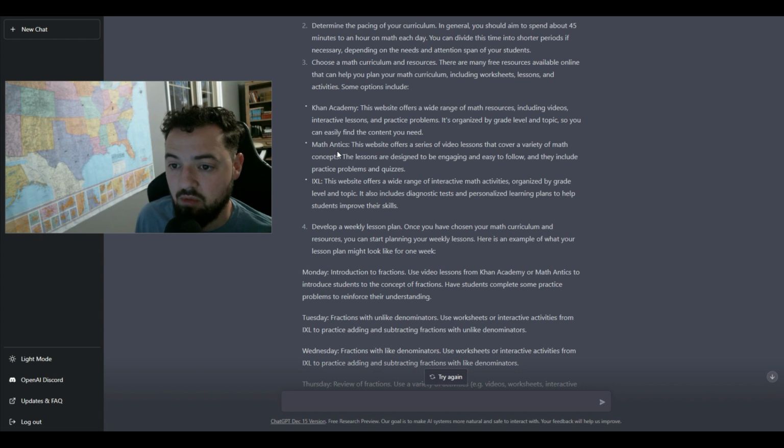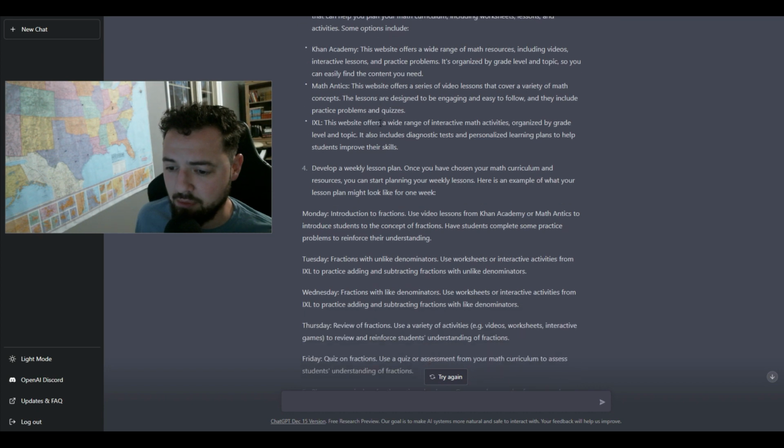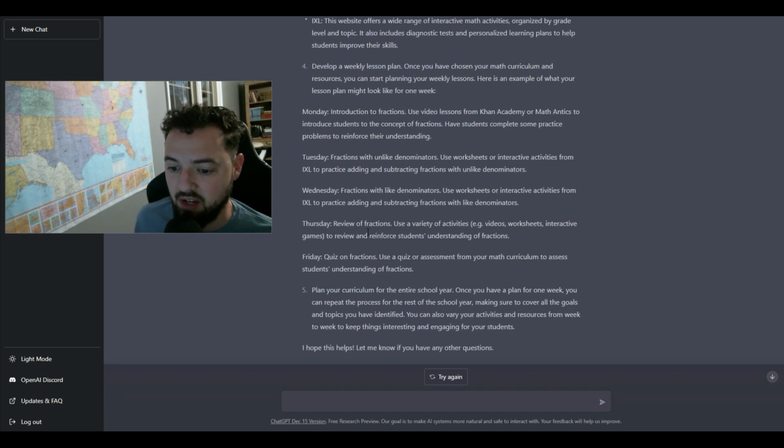Then it gives you reference to three sites that have free resources. So IXL, Math Antics and Khan Academy. So based off of this, you should be able to go and find some free resources that you could just take, give your kid that, and then from there, follow this kind of broad schedule.